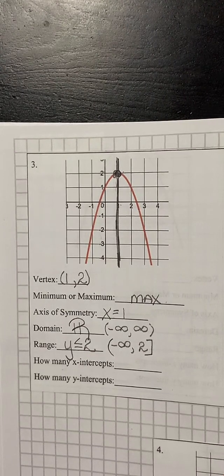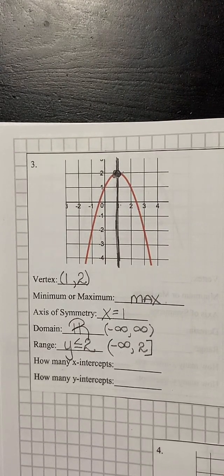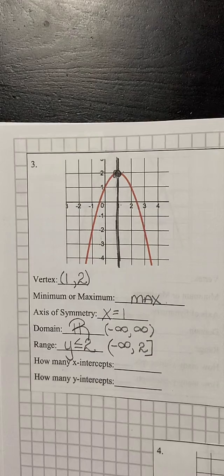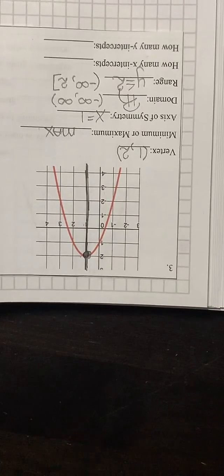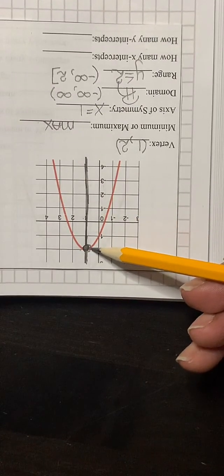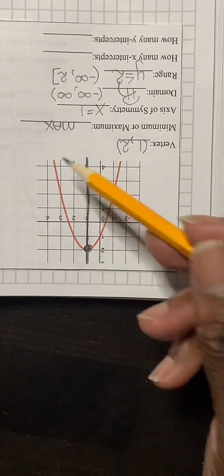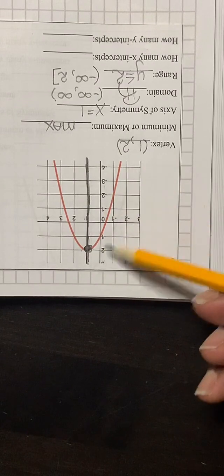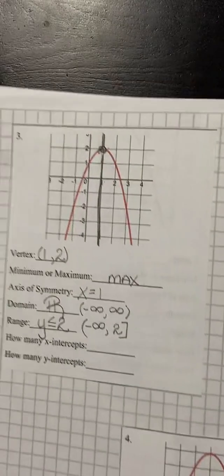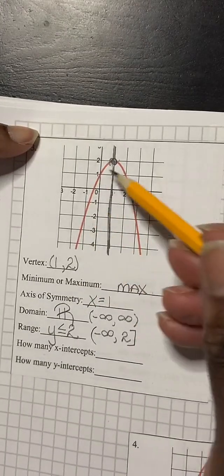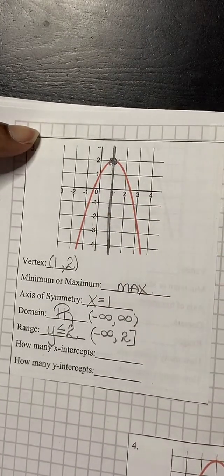Let me scroll up. How would it be a minimum? So Brooklyn, it'll be a minimum if the graph opens up like a cup. Then it would be your lowest point. That's how it's a minimum. If it's opening up like a cup, you have a minimum. If it's opening down like a frown, you have a maximum.